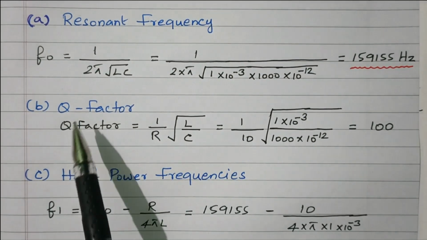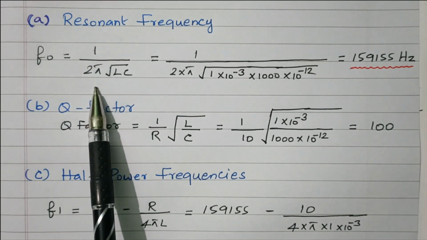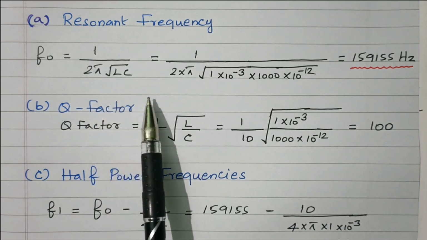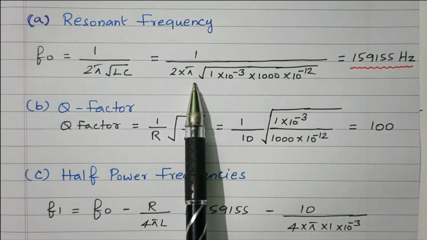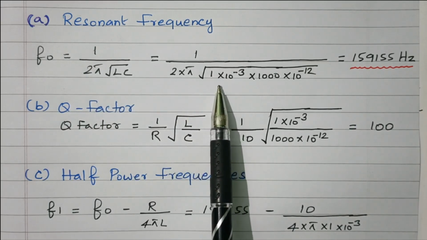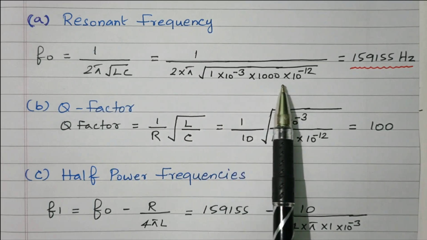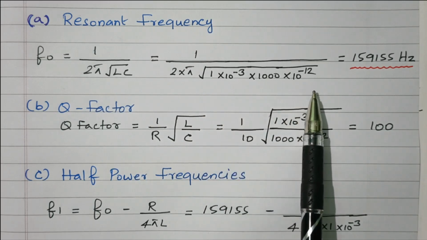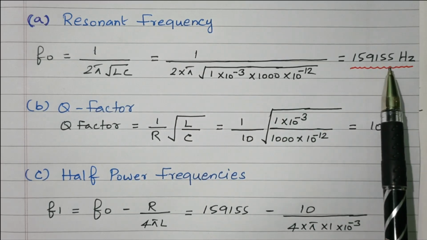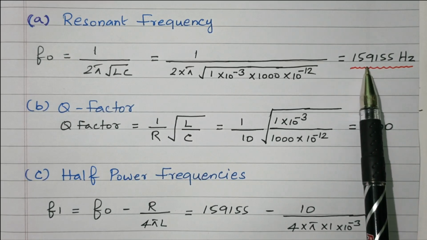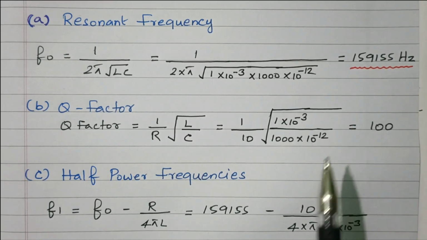So the formula for resonant frequency, F naught equal to 1 divided by 2 pi square root of LC. Now substitute the values: 1 divided by 2 into pi into square root of L is 1 into 10 to the power minus 3, C is 1000 into 10 to the power minus 12. So while simplifying we got 1,59,155 Hz. So this is the resonant frequency.